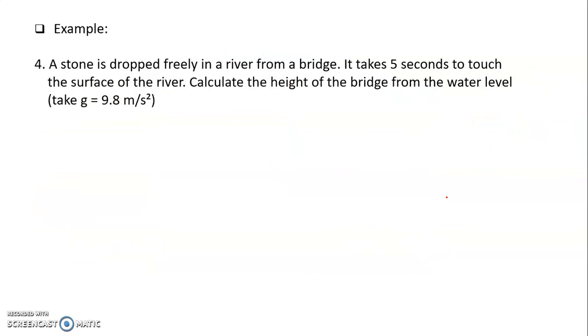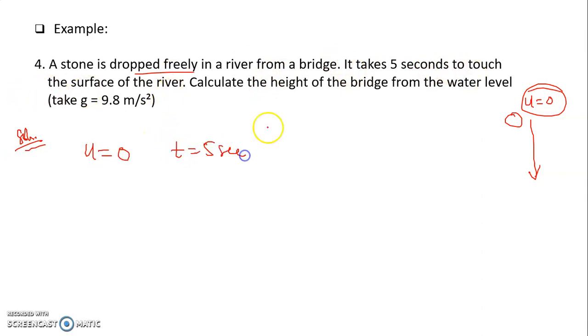We'll solve one question from this topic. A stone is dropped freely. Always remember, whenever an object is dropped freely, the initial velocity of the object is 0. Okay, so we will write U is equals to 0. It takes 5 seconds to touch the surface of the river. So 5 seconds. Calculate the height of the bridge from the water level. You have to calculate the height. And G is given to you 9.8 meter per second square.